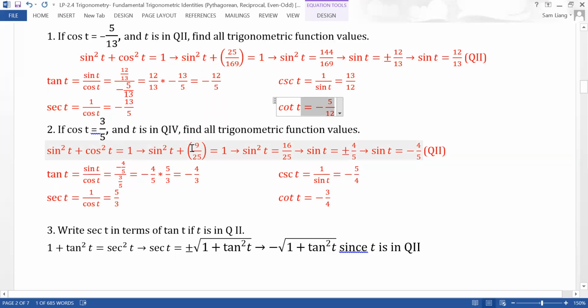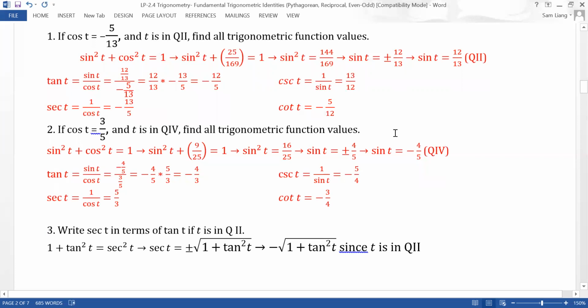Sine squared t plus cosine squared t. So cosine squared t is 9 over 25, and that equals 1. And then sine squared t, after subtracting this on both sides, we get 16 over 25. Take the square root, you get plus or minus 4/5. And since, I don't know why I said quadrant 2 here, this should be quadrant 4, sorry. So we know that this is in quadrant 4, so sine is negative. So sine of t will be negative 4/5. In quadrant 2 it's positive, but it's quadrant 4, so it's negative. Sorry about that typo.